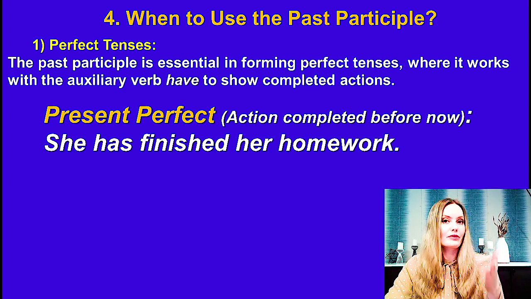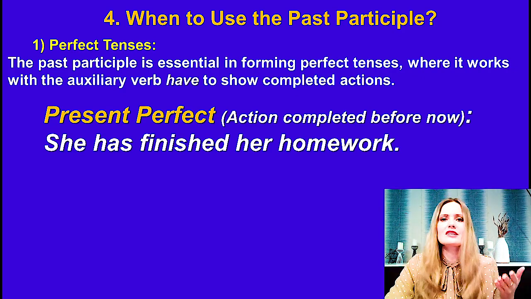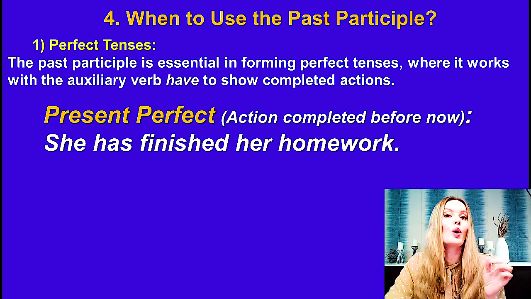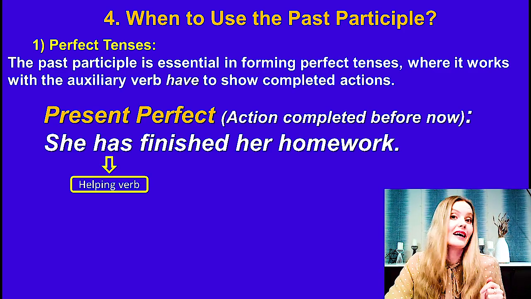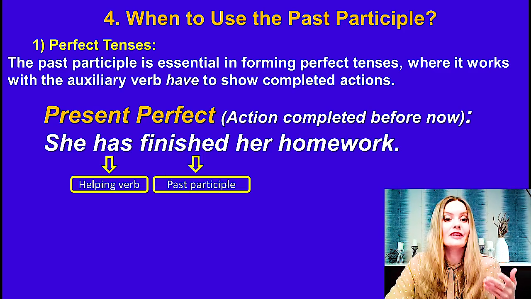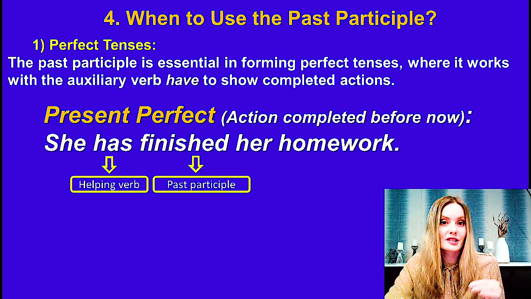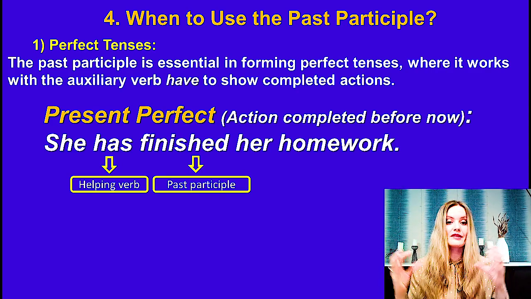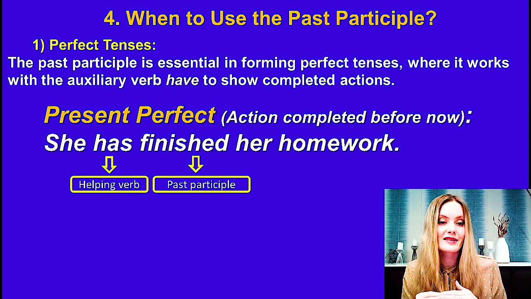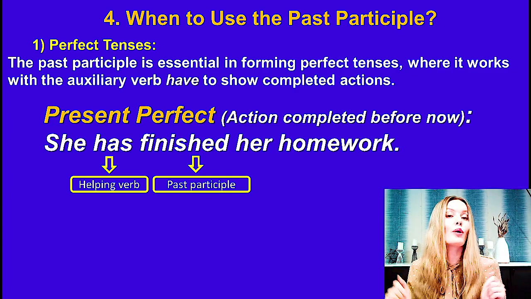So we use present perfect when the action completed before now. For example, she has finished her homework. Has is a helping verb and finished is a past participle. Together, they form the present perfect tense. She has finished her homework.